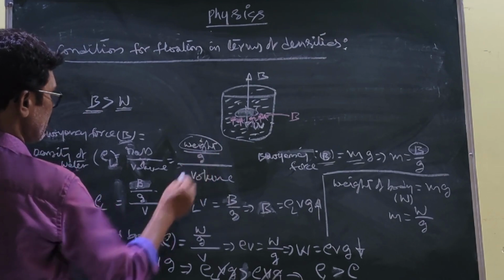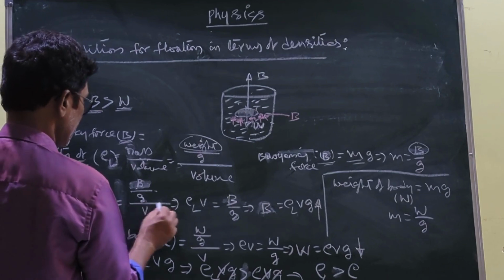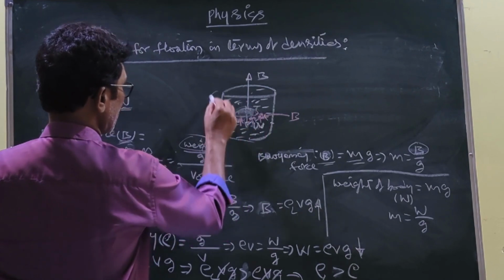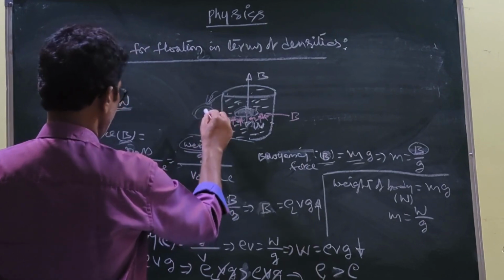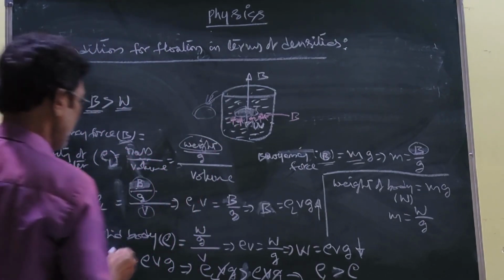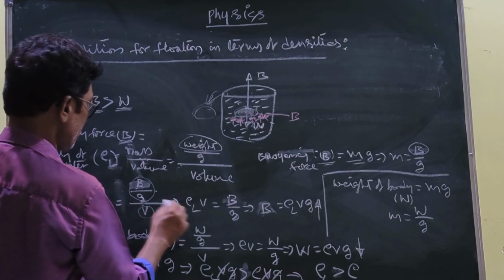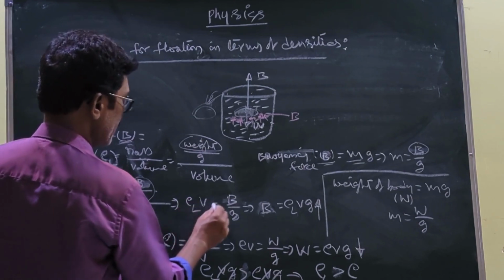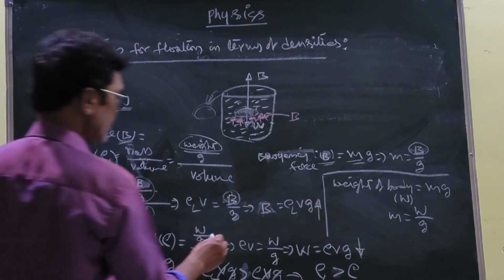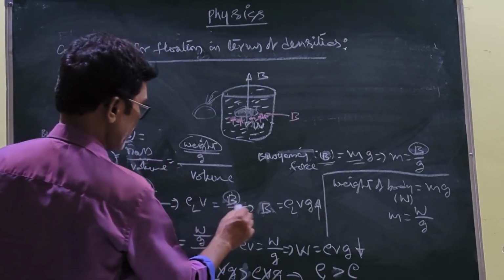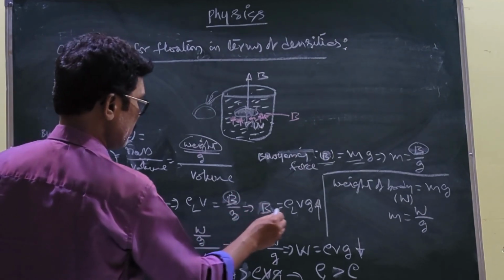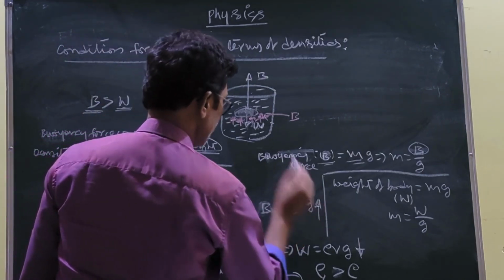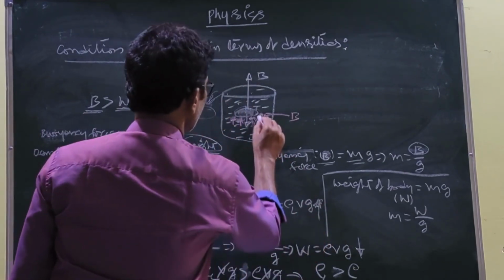g is the acceleration due to gravity, and V is the volume of this object. That much water will be let out from this glass, and the weight of that water let out is this B. Rearranging this equation, rho L into V equals B by g, so the buoyancy force B equals rho L Vg, acting in the upward direction.